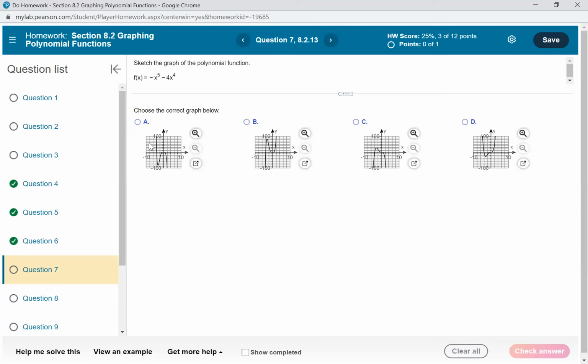All right, let's see. A is going downhill left to right. B is going uphill. C, both ends are down. And D, both ends are up. So this one, we should be able to get a nice clear picture of one of these 4. A. Oh, you're quick, because 5 is my degree, so it's odd. It's got a negative 1 in front of it. Good job, because if it's negative and odd, it's going to go downhill, left to right, like A.